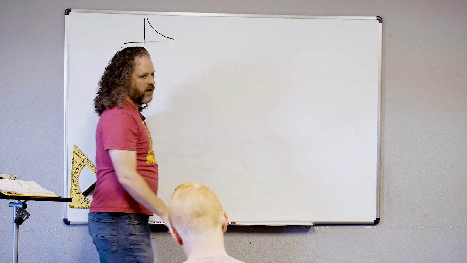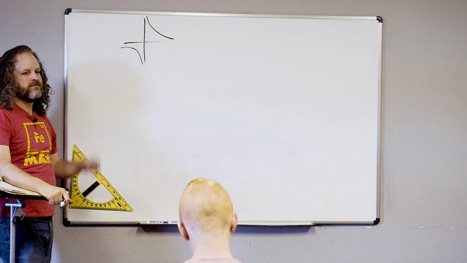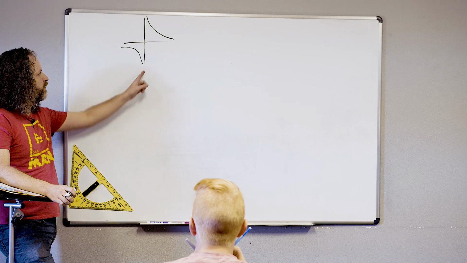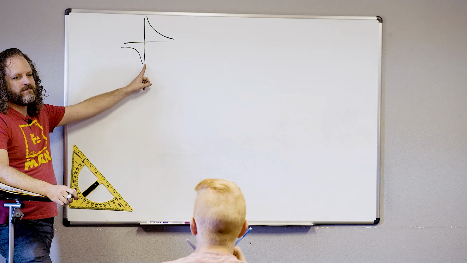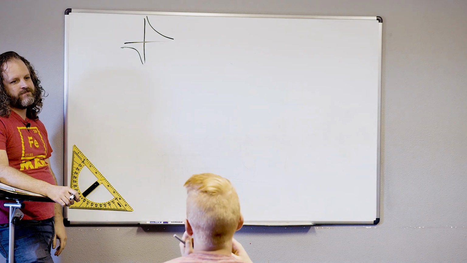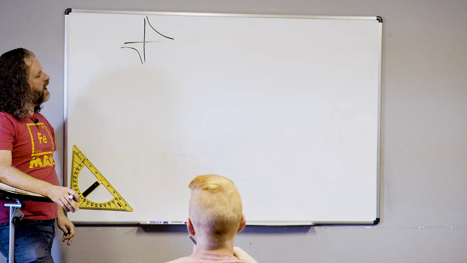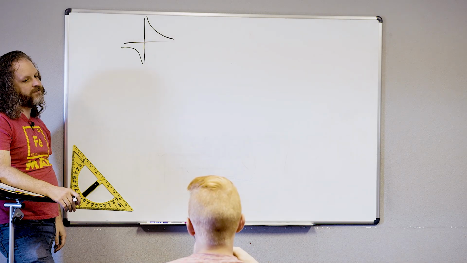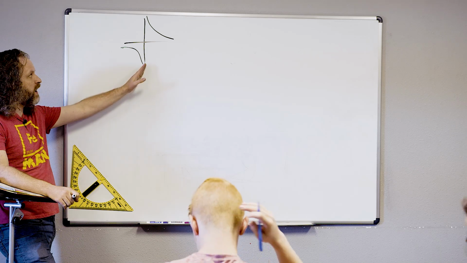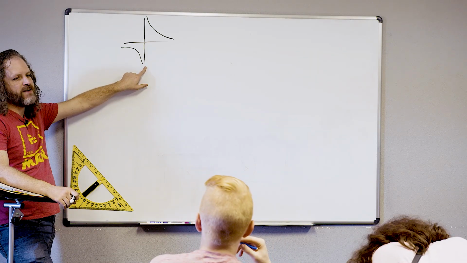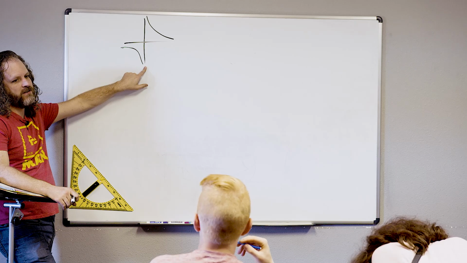Great. What's the domain? There's a big chunk in the middle that's missing. Yep. So what can X not be? 0. Great. What's the range? Everything but 0. Right. Y cannot be 0. Great. What is X not in this picture? Where does X never go? Where does this graph never go? It never goes to 0. Great.